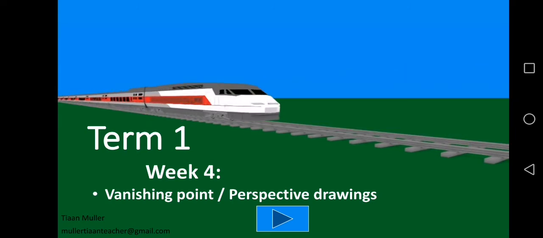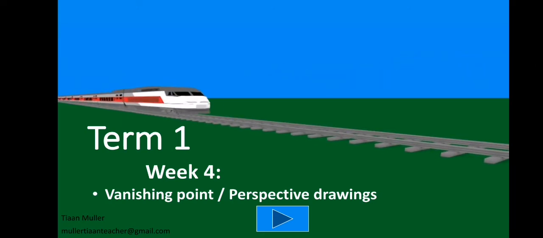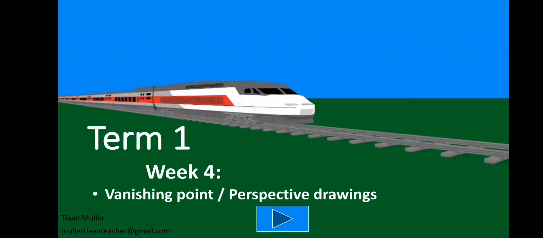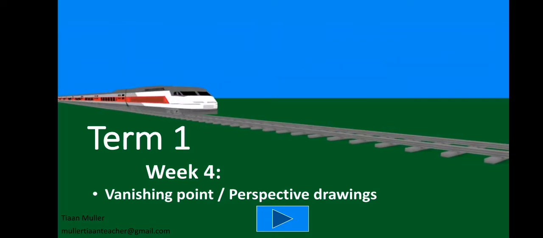Right, boys and girls, this is the last drawing that we're going to do for the term. This is term 1, week 4, and it's a vanishing point, or some textbooks call it a perspective drawing. There's two names for it. Let's start by looking at this train.